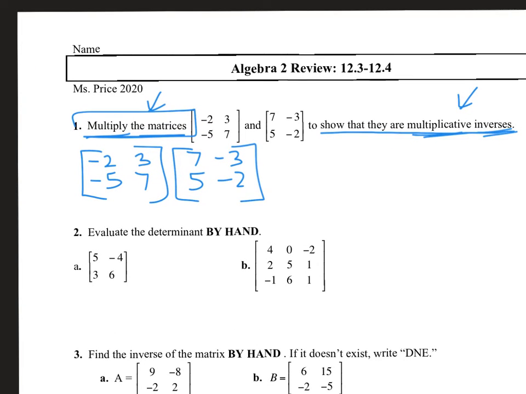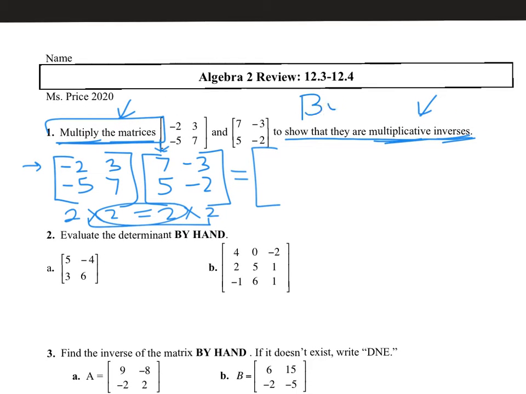We're going to multiply across and down. First of all, this is a 2 by 2, and this is a 2 by 2, and these are equal, so the result will be a 2 by 2. When you are asked to multiply matrices, especially by hand, please show the middle step. It's the work. All right, here we go.